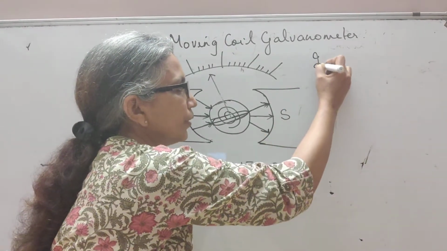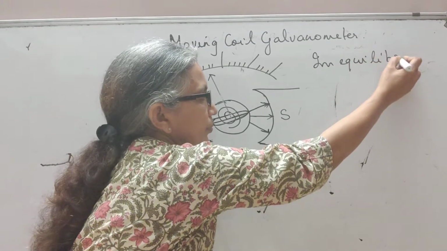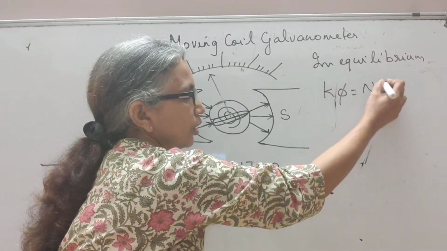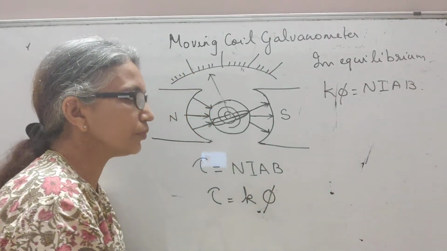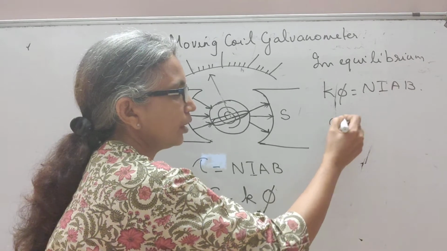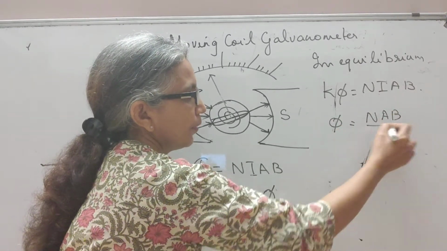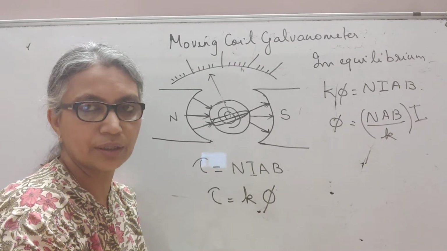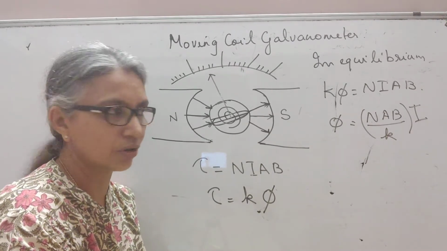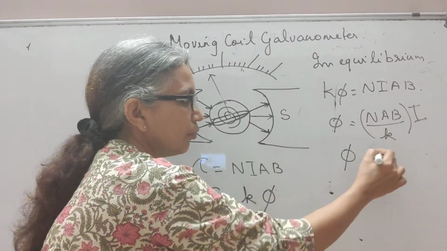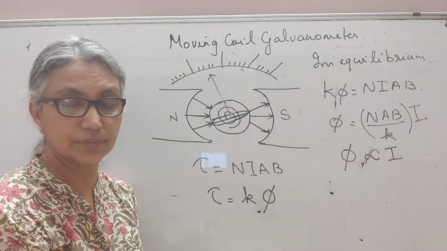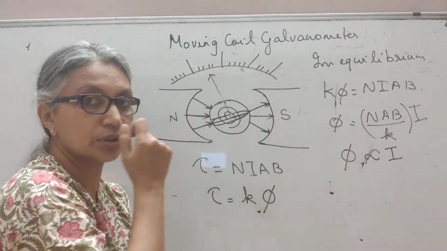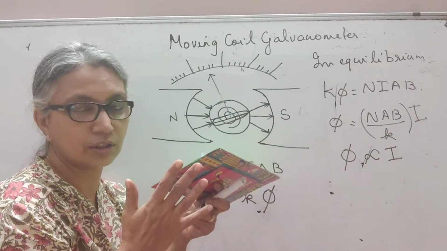So in equilibrium, the restoring torque, that is K phi, should be equal to the rotating torque NIAB. Or you may write phi equal to NAB by K into I. This N is the number of turns, A is the area of the coil, B is the magnetic field that you have applied, K is the torsional constant. So this is a constant, so you may write phi is proportional to the current. That means, as you pass current through your coil, it will now show some deflection, which is proportional to the current in the coil. So if there is no current in the coil, then there is no deflection.